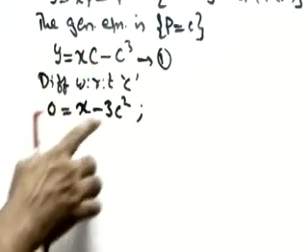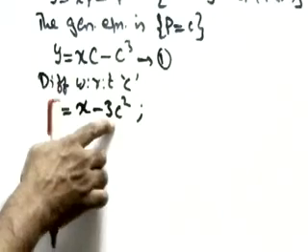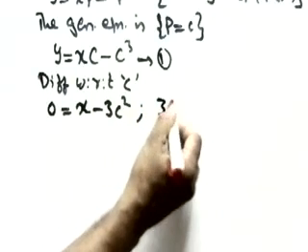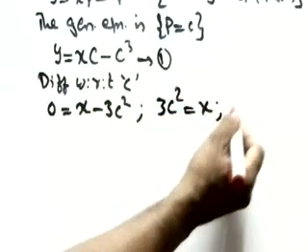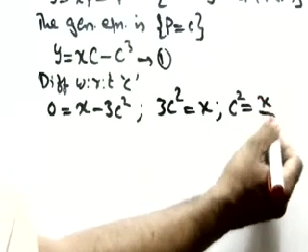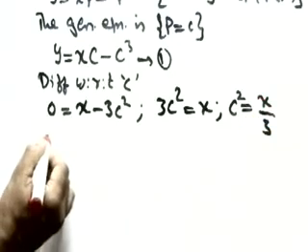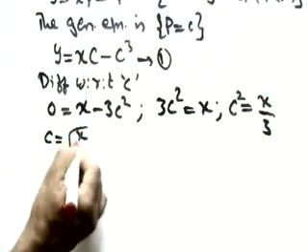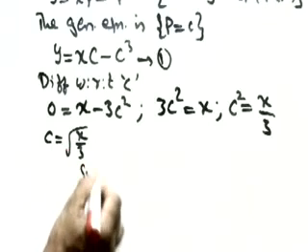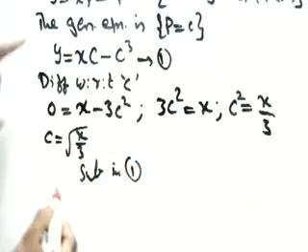Now we have to find c from this and substitute in the equation. Bring this minus 3c square here. It will be plus 3c square equals x. c square equals x by 3. So c equals root of x by 3. Now substitute this in 1.